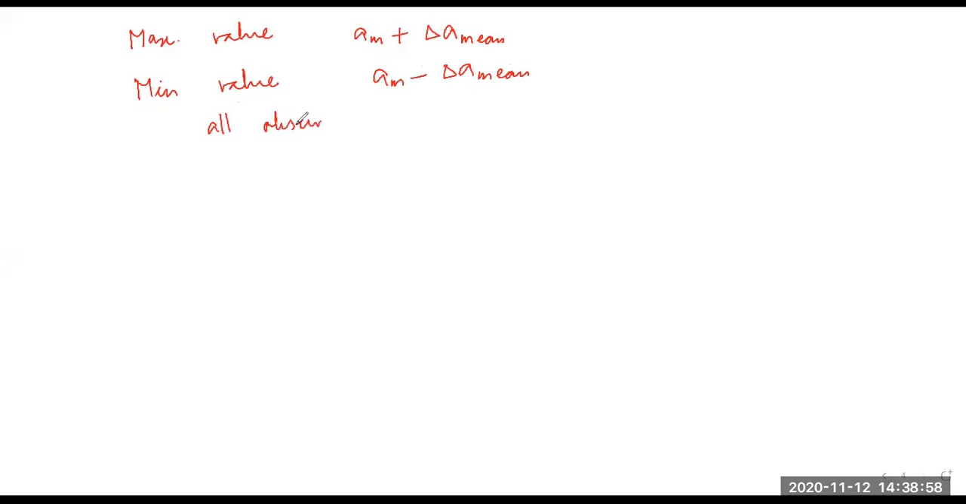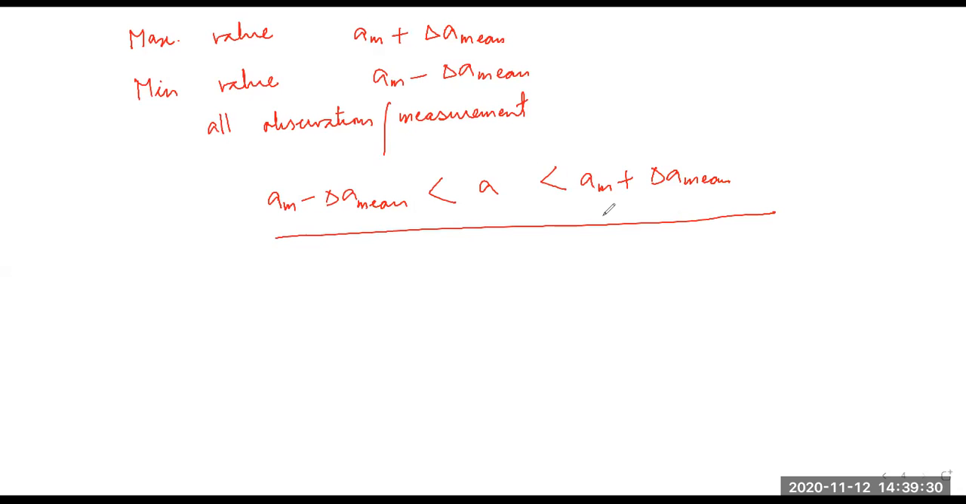So students, now can you tell what will be the maximum observed value? It will always be AM, the true value or mean value, plus delta A mean. And what can be the minimum measurement taken by any student? That will be AM minus delta A mean. So can I say all the measurements in any experiment will vary between AM minus delta A mean and AM plus delta A mean. So the measurement will be in between this range.